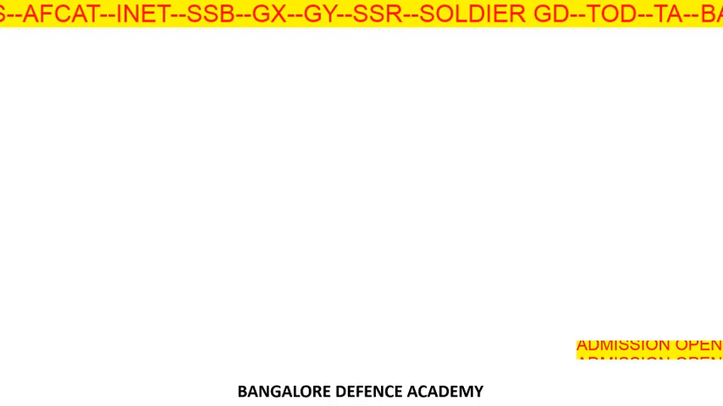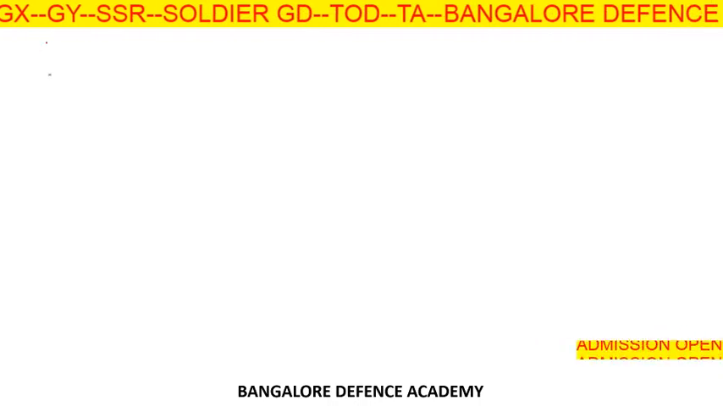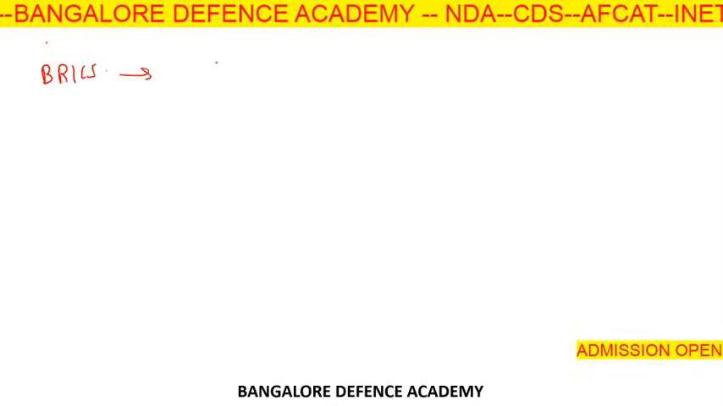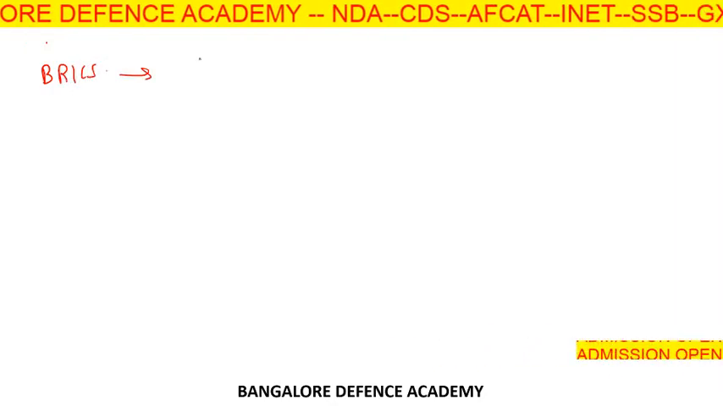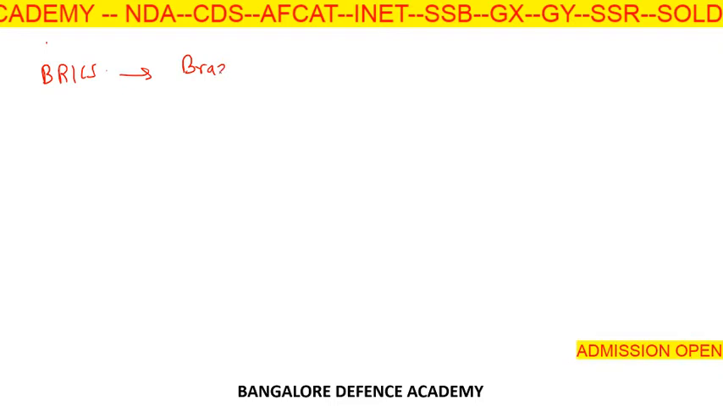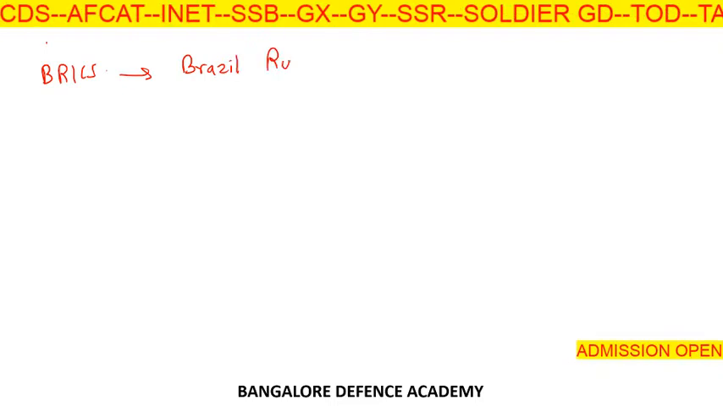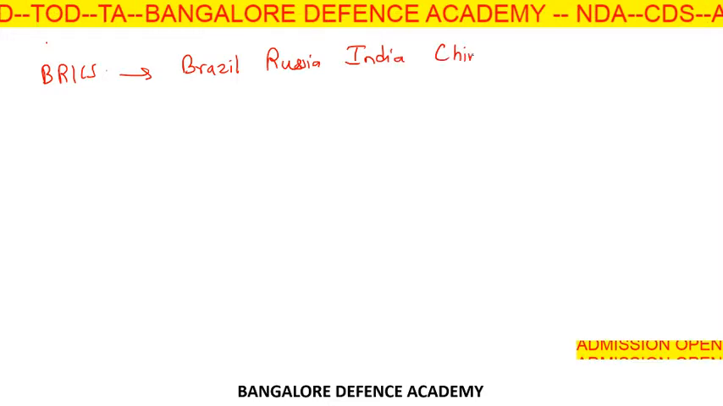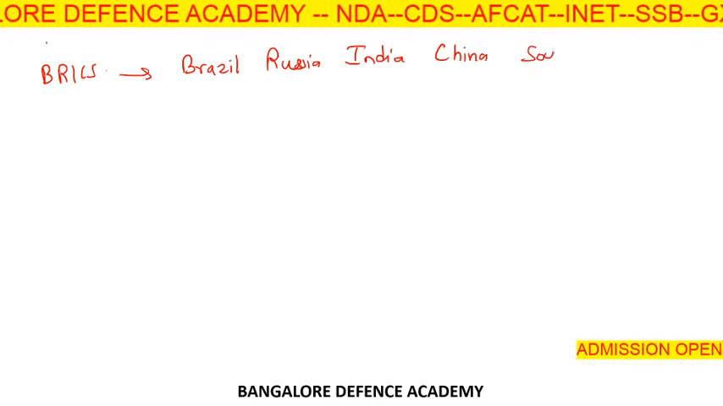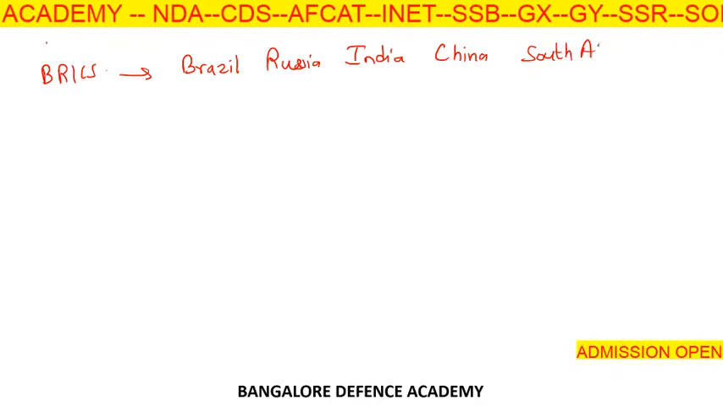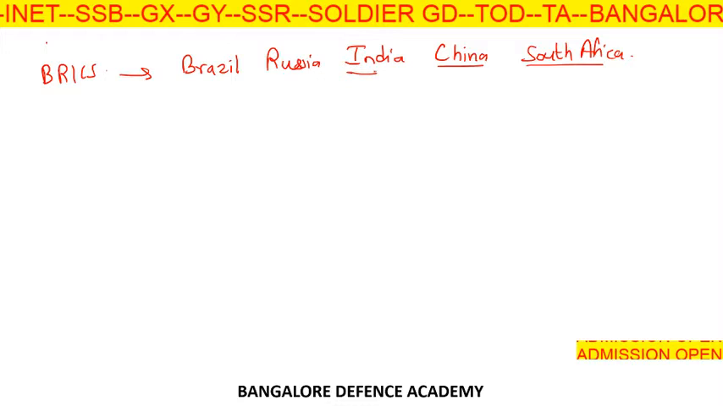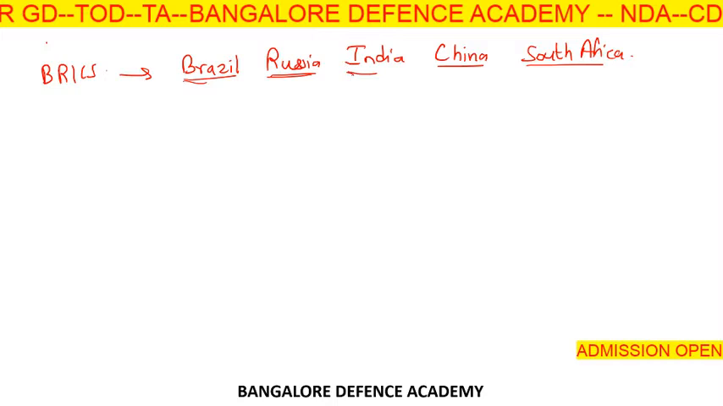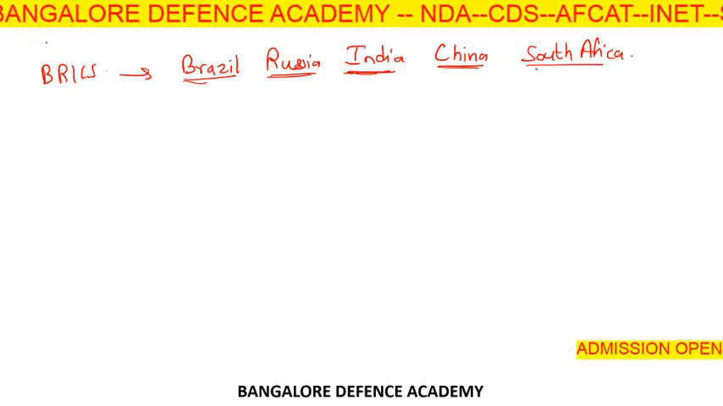Coming to the next, you have something very, very important, that is called BRICS. BRICS is very close to our heart because B stands for Brazil, R stands for Russia, I stands for India, C stands for China, and S stands for South Africa. If you see this carefully, these are all developing nations, except Russia, which are going to be developed soon.